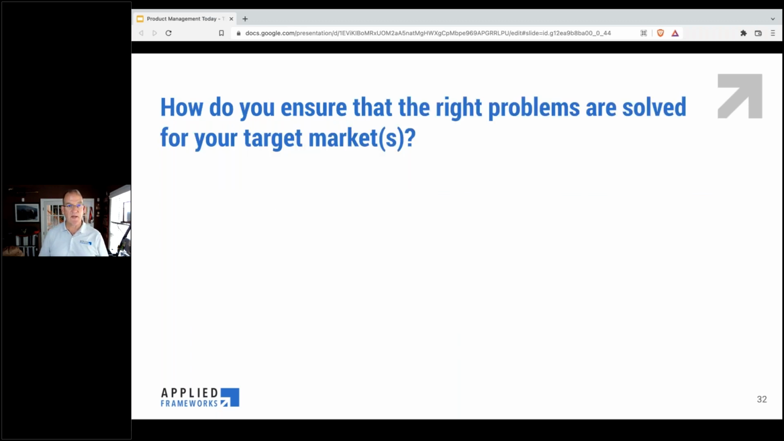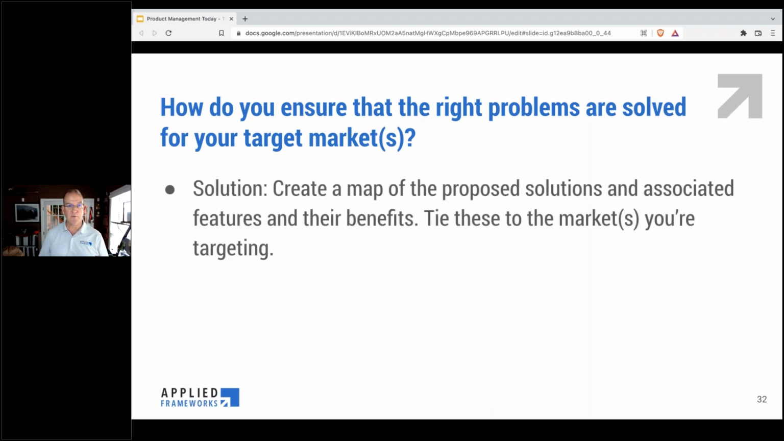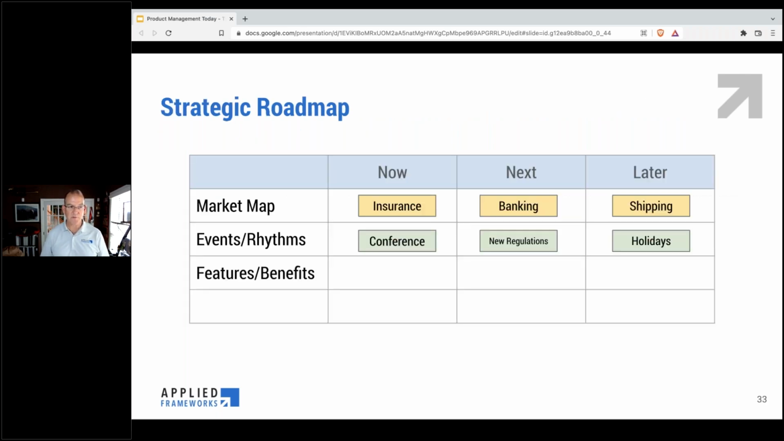Next, how do we ensure that the right solutions are solved for the different target audiences? And that starts with creating a map of the proposed solutions and associated features and benefits. And you tie those to the segments you're targeting. So that is the feature and benefits map. It can also be called the opportunities map that you want to explore to ensure you're providing the right solutions.